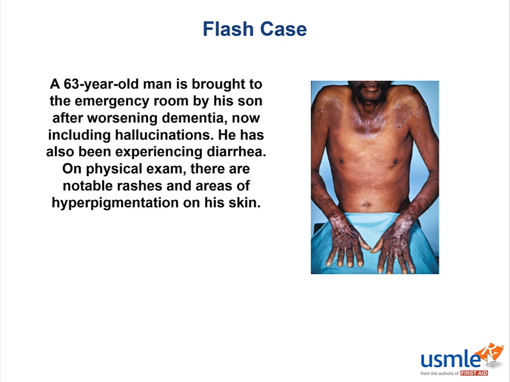To get a clinical perspective, let's look at a quick flash case. Let's say a 63-year-old man is brought to the emergency room by his son after worsening dementia, now including hallucinations. He's been experiencing diarrhea too. On physical exam, there are notable rashes and areas of hyperpigmentation on his skin. Let's keep this all in mind as we go through the lecture.